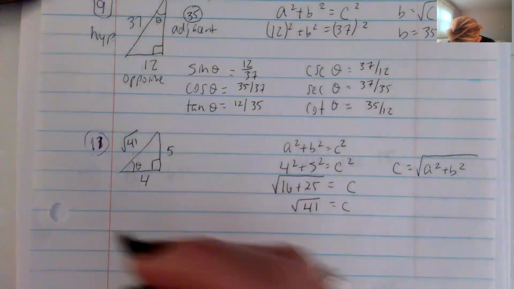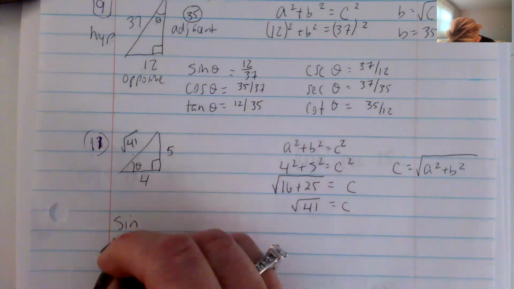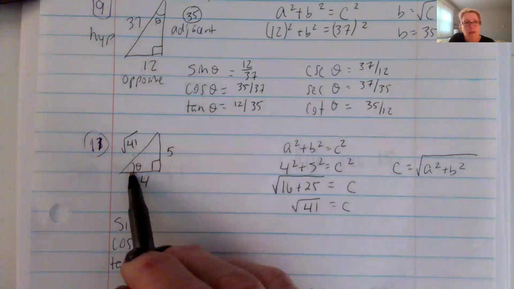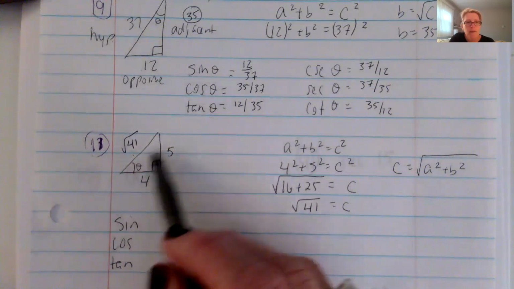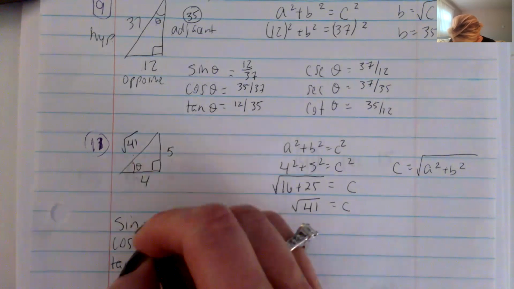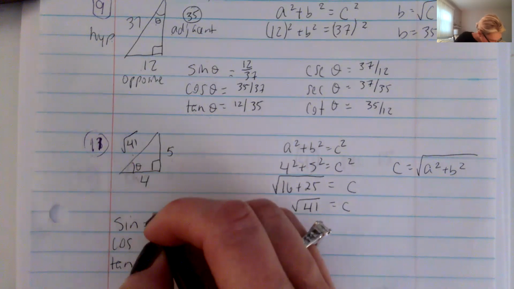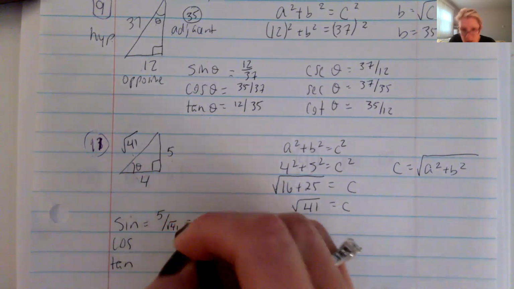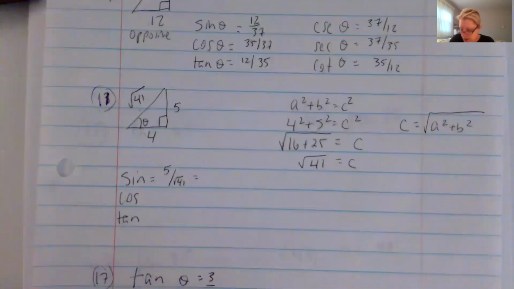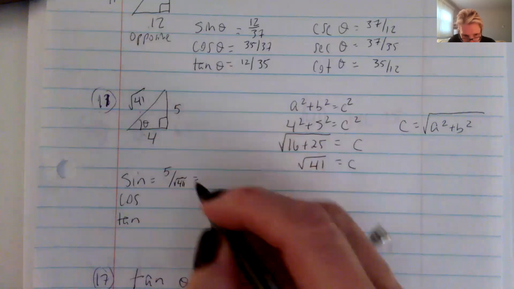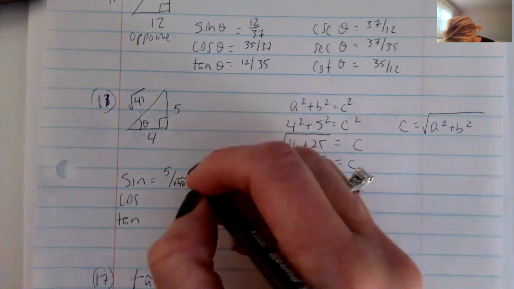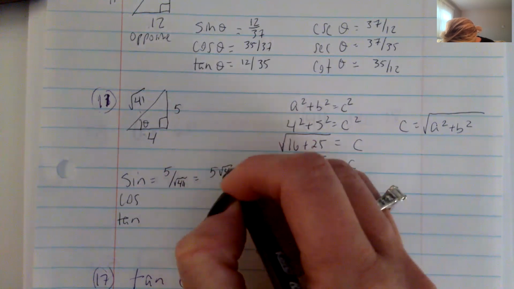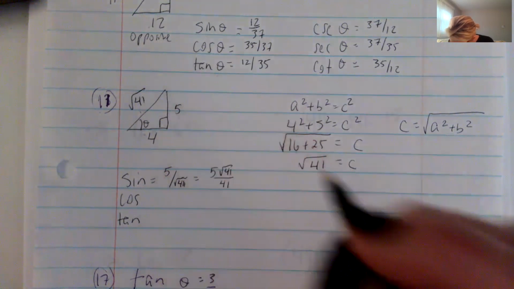And so sine, cosine, tangent. So sine is going to be the opposite over the hypotenuse. So 5 over the square root of 41. Now, it's important to rationalize your denominators. That means you're going to have to multiply by the square root of 41 over the square root of 41. So this becomes 5 times the square root of 41 over 41.